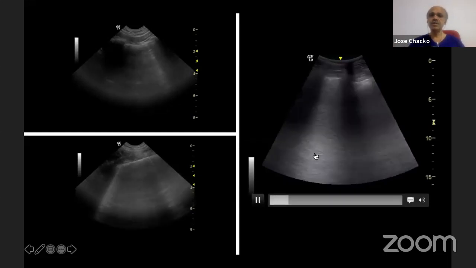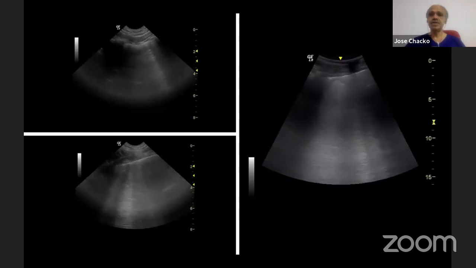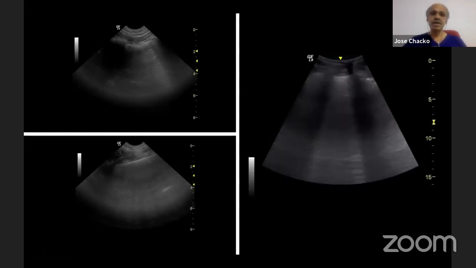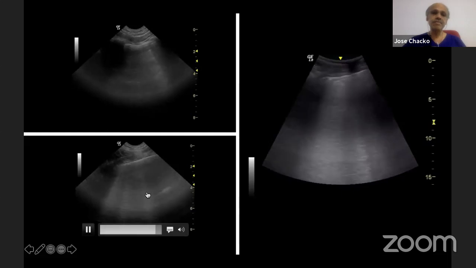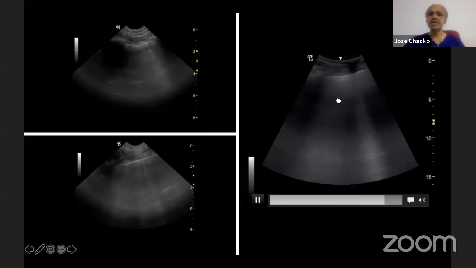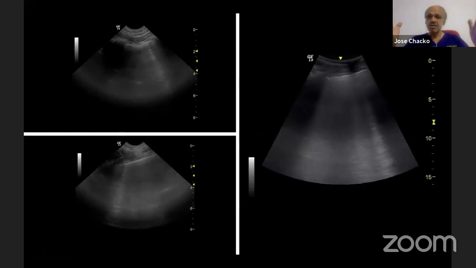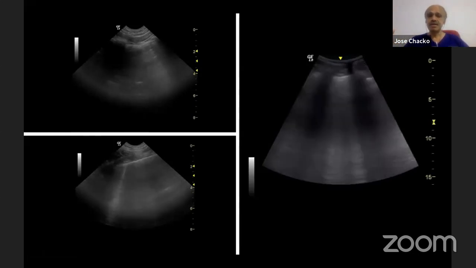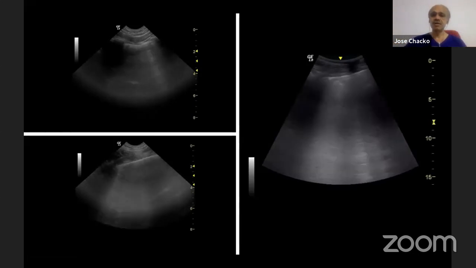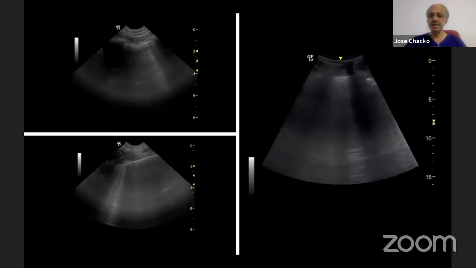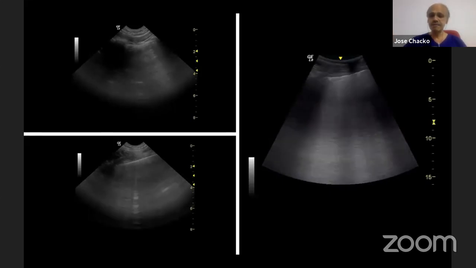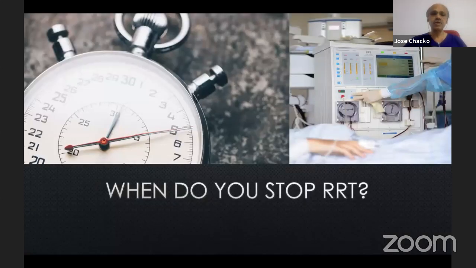Now, how about this image? If you see something like this, this image is an extreme form of volume overload. So much so that you cannot see individual B lines. The B lines are all merged together. It becomes a conglomerate of B lines, and that suggests extreme fluid overload. And this patient really requires fluid removal very urgently. So much about volume overload.